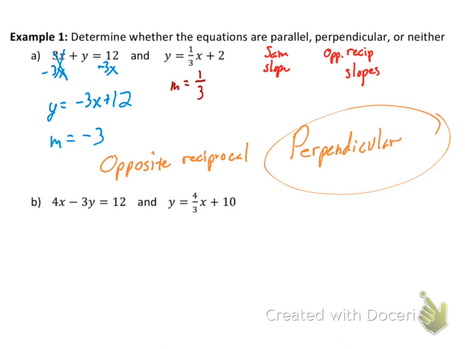Okay? Go ahead and try that next example. Example B, try that on your own.